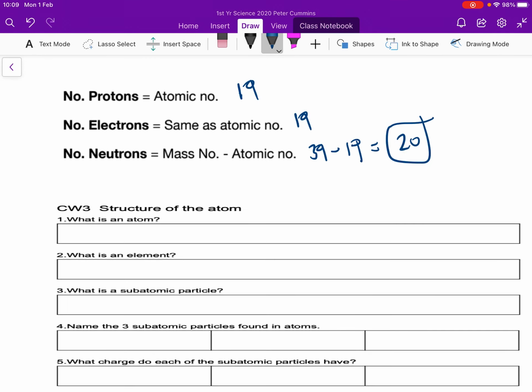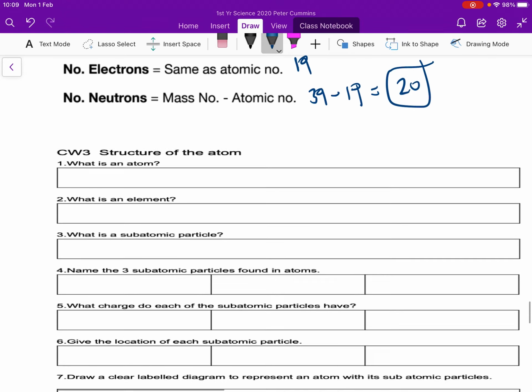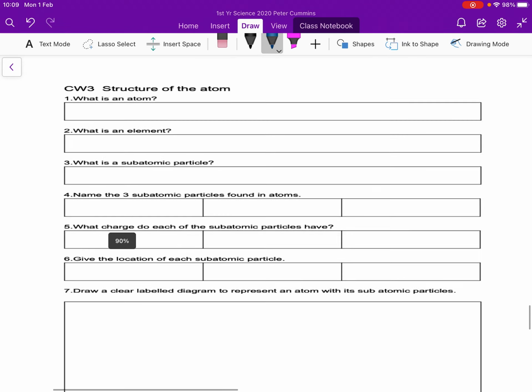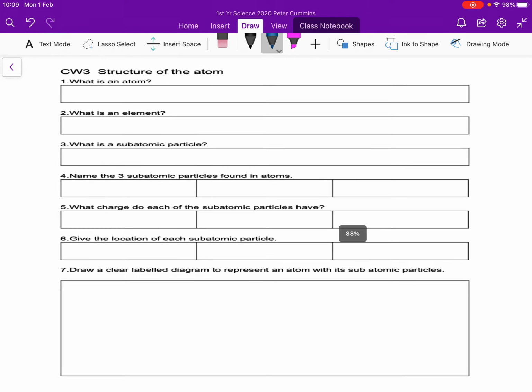So, tricky stuff. Take your time. You might have to look at this a couple of times to get a feel for it, but you can ask any questions that you have.